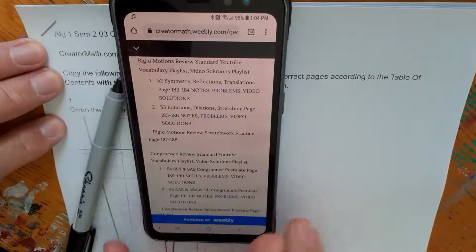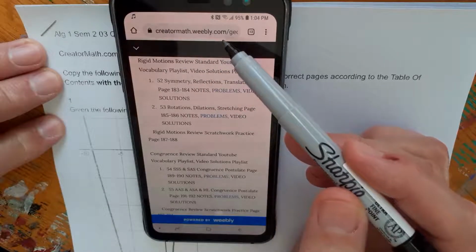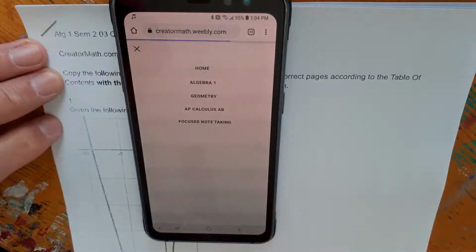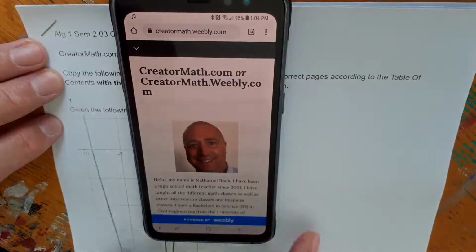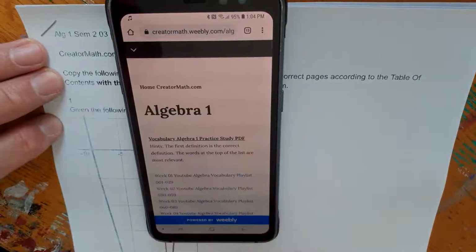One is, you're going to type in creatormath.weebly.com into Google and it should pop up this site. The home page looks like this, which I hope you know by now. Just in case, I almost always try to go back through it. This is the home page. Let's go to Algebra 1.